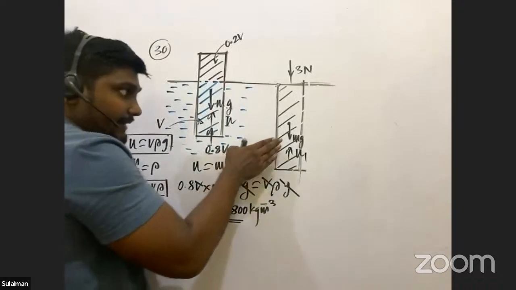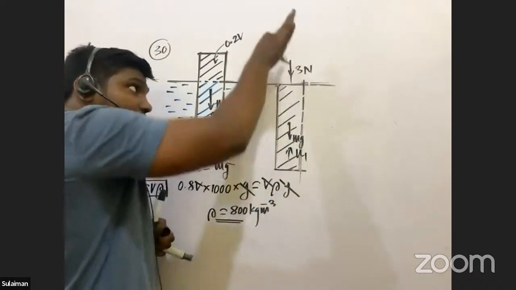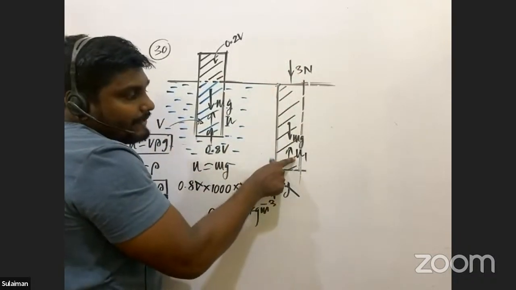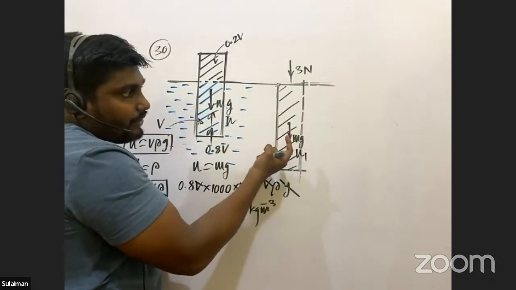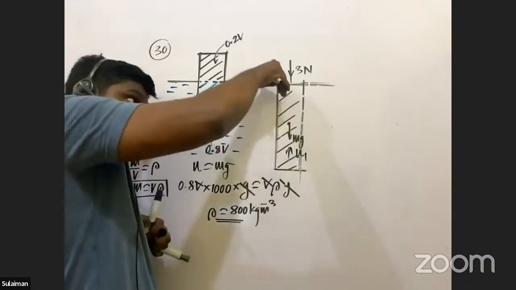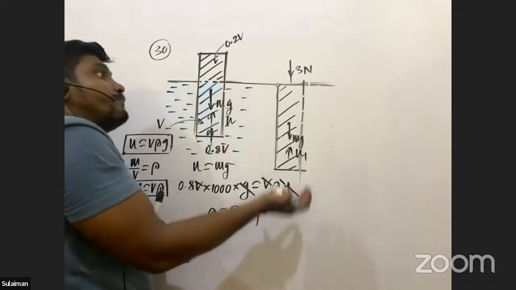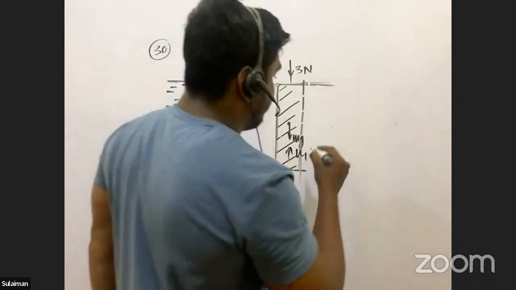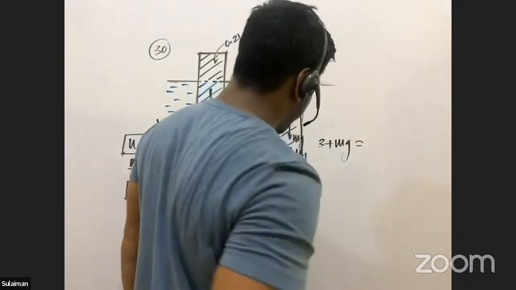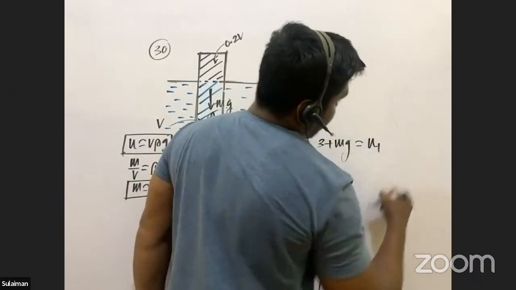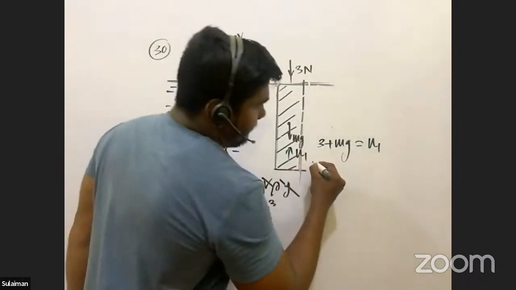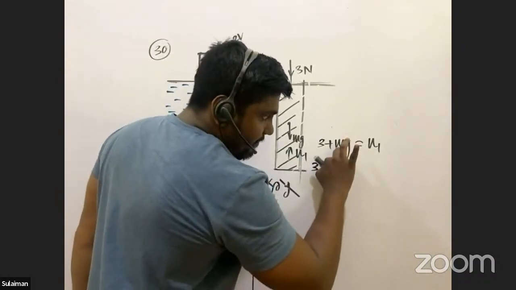Now we can say there are 3 forces acting on this object. Downward direction 3 Newton. Weight is also downward direction. Upthrust force acting in upward direction. Then we can say this object is under equilibrium, so downward forces equal upward forces. Then we can say 3 plus mg equals upthrust force U1, right?